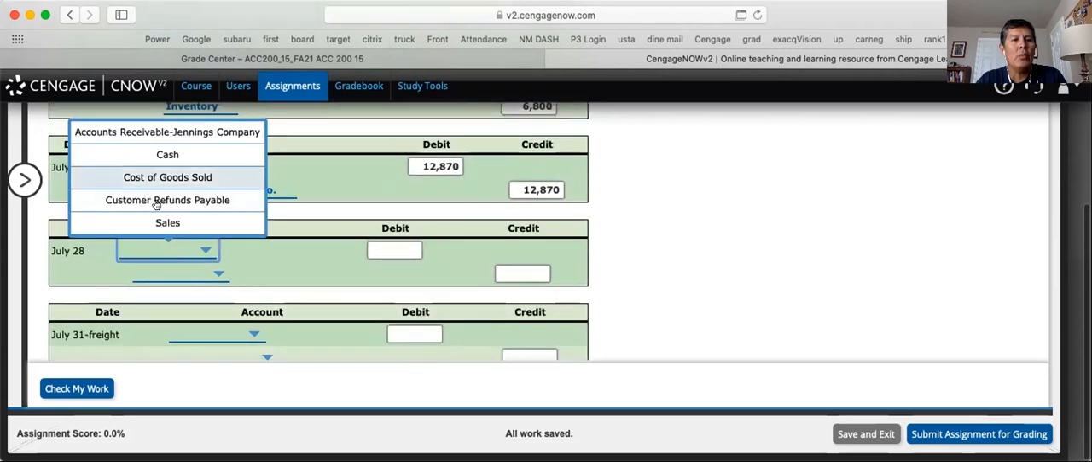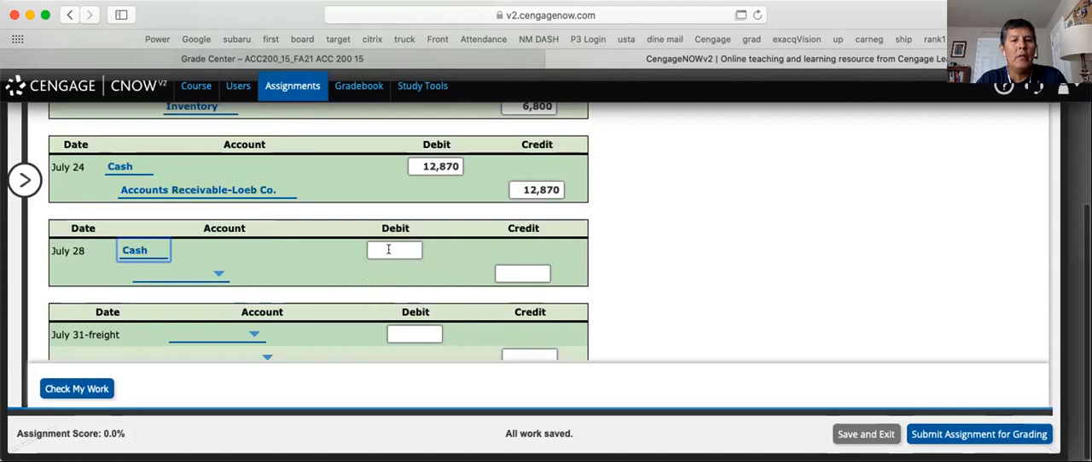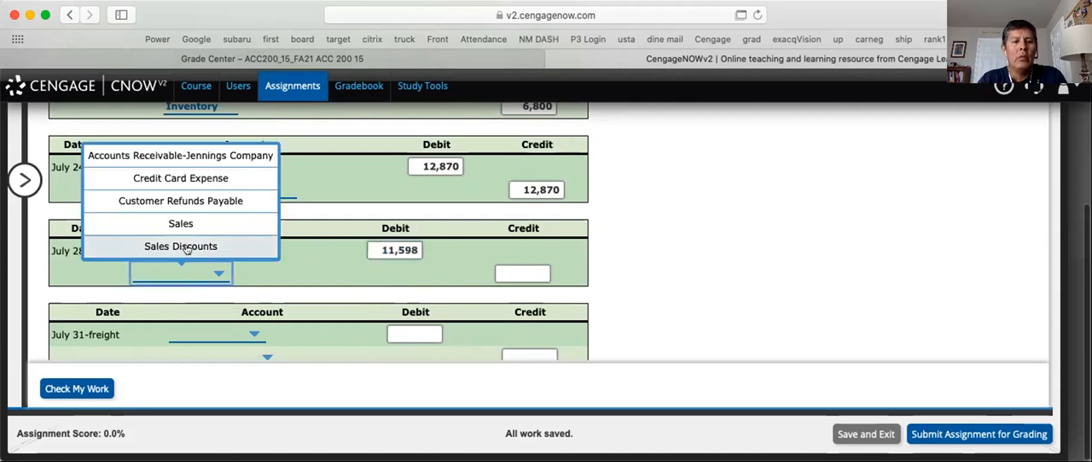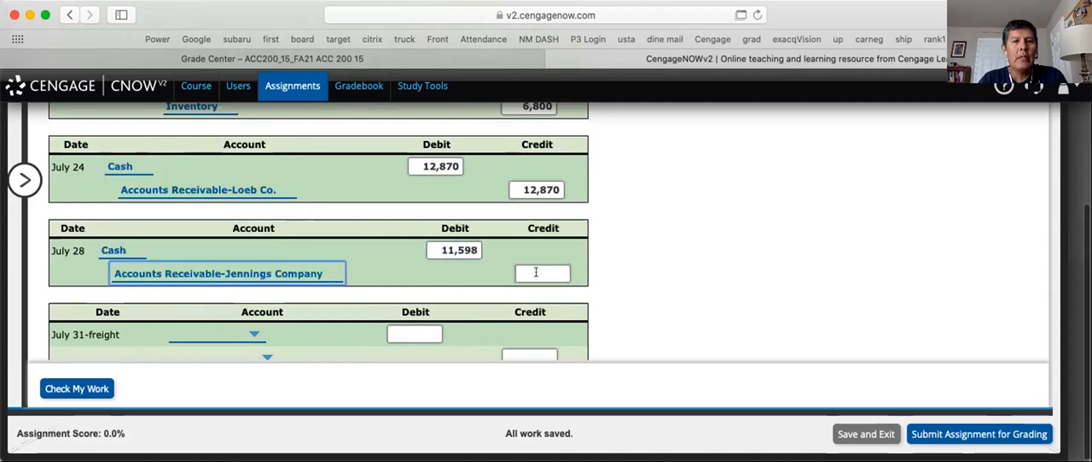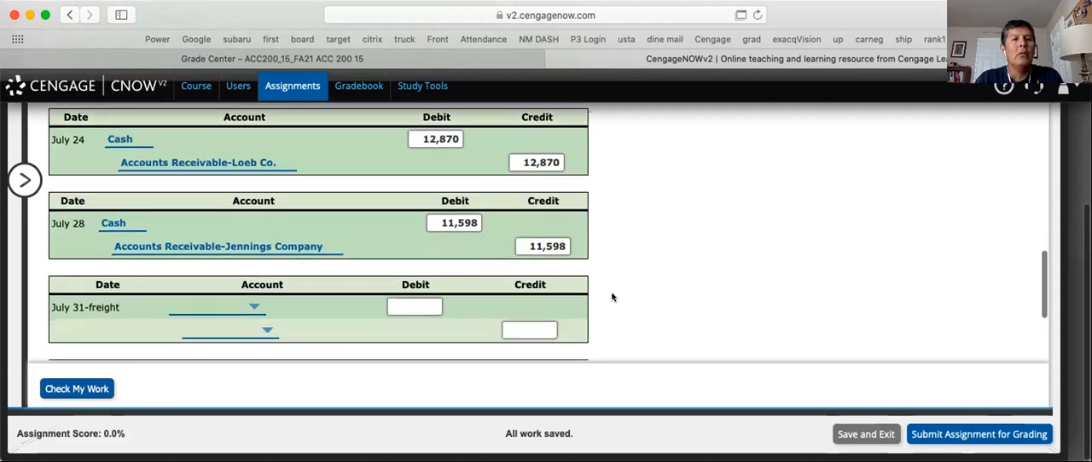This will be cash. We received cash in the amount of $11,598 because I combined it. Remember, it said to add it to the invoice, so it went to that account. And then I have to do accounts receivable, and that's going to go down. We're pulling out 11,598. They're paying their bill and it's zeroing out.